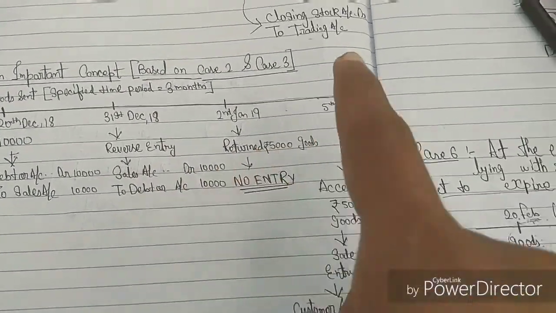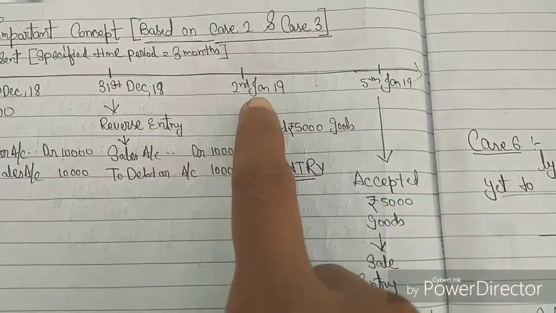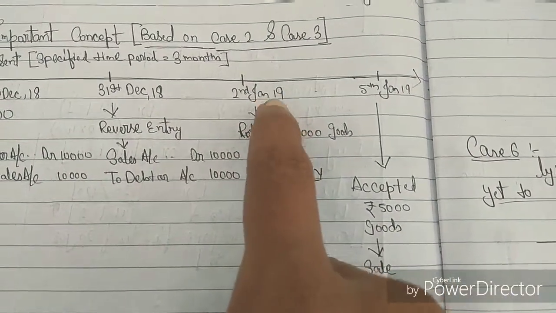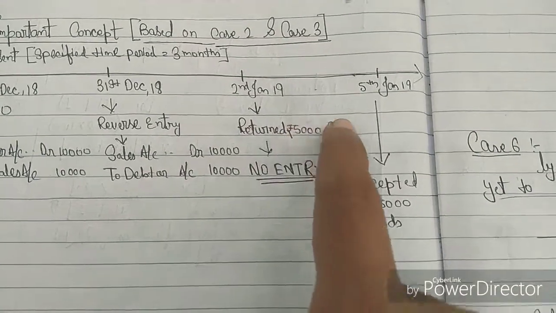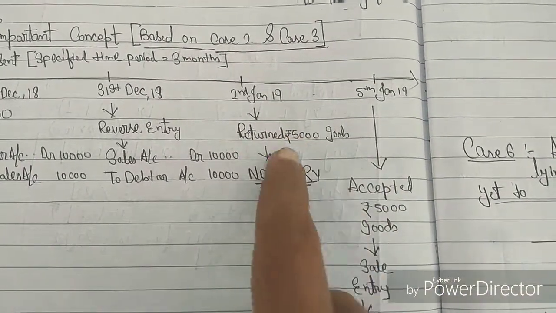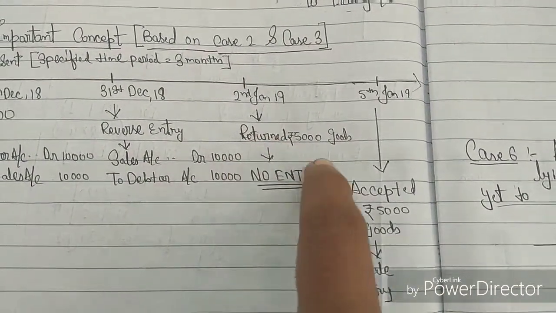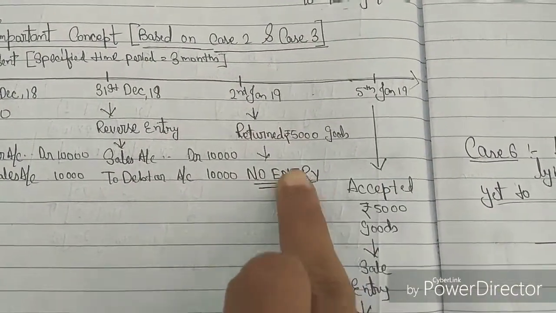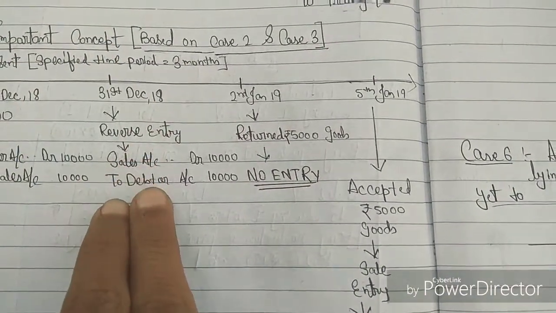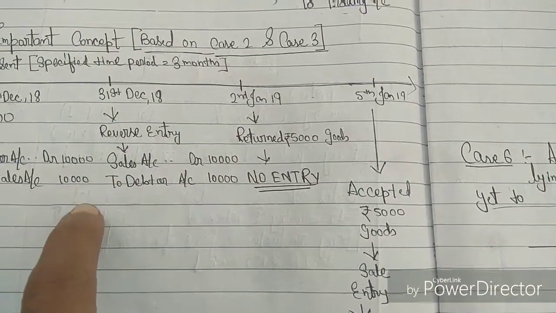Okay. Now what happened on 2nd January 2019 is that the customer returned goods of rupees 5,000. So what will we do now? Will we pass a reverse entry again? No, we will not pass a reverse entry again, because we have already reversed the effect at the end of the year, on 31st December entry. We have already debited sales, so we are not going to debit it again. So here no entry will be passed.